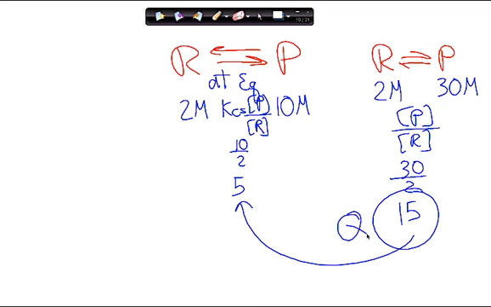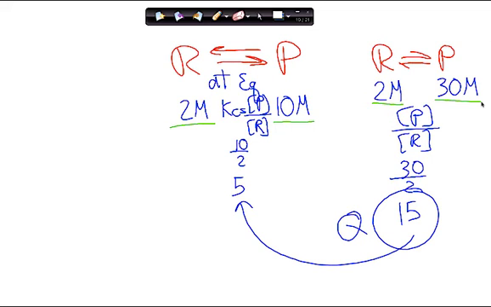Well, guys, here's the idea. Let me underline these so they stand out. So there's our equilibrium concentrations. At equilibrium, it's 10 to 2. At these conditions, it's 30 to 2. So do we have too much product or too much reactant? We've got too much product.